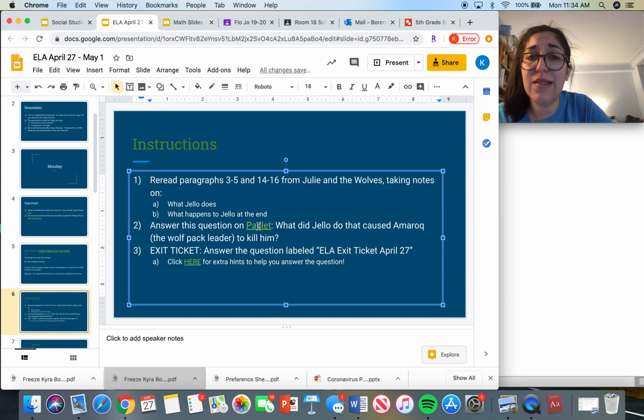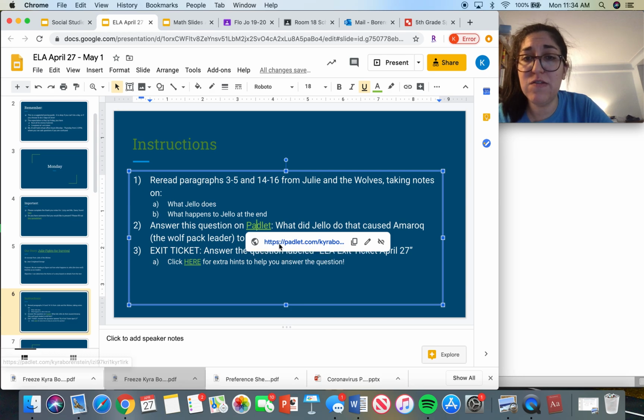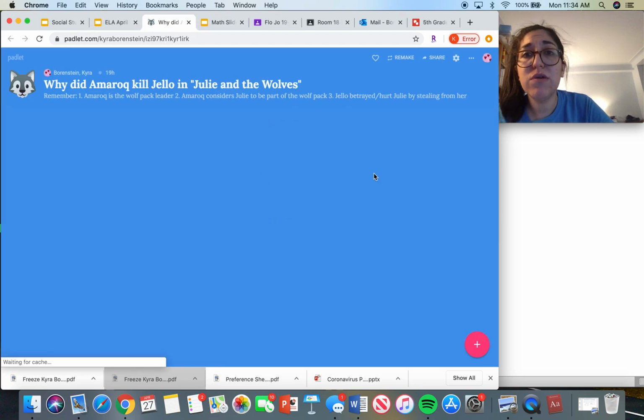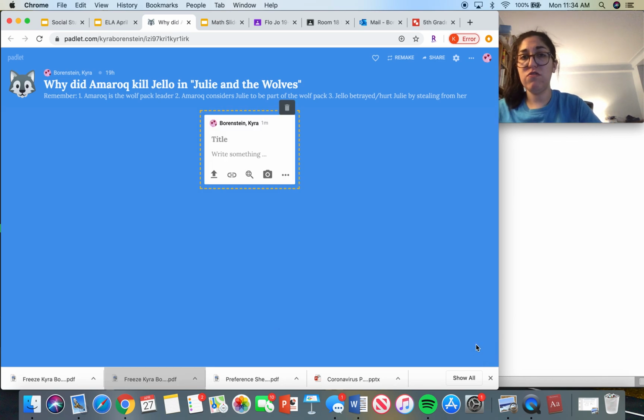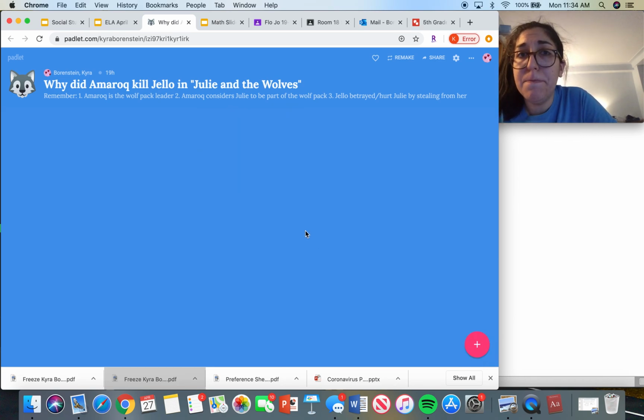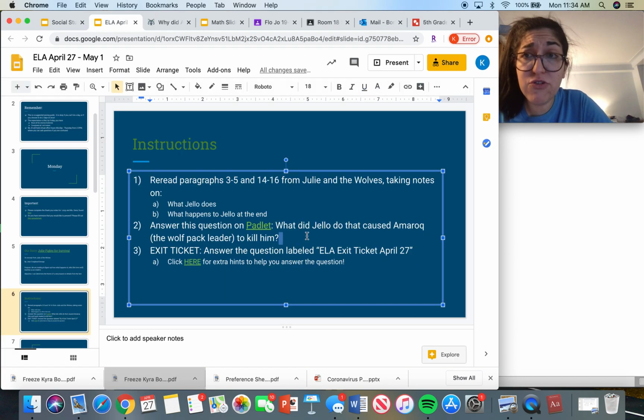One of the things I like about Padlet is that you can see each other's responses. I don't think anybody's commented on this one yet, but if you're a little confused, you can use this Padlet once people start responding. You click here and you start typing. The reason I really like it is that if you're confused, you can go and see what other people are thinking.